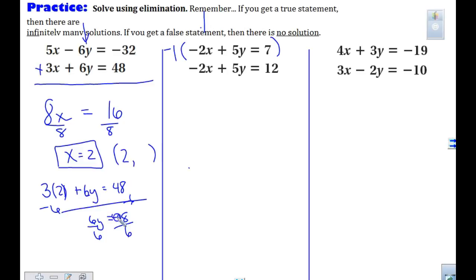what'd you end up with? Isn't it 42? Oh, 42. Subtracting 6. Oh yeah, thank you. 42. Good job. Divided by 6 and got y equals 7.